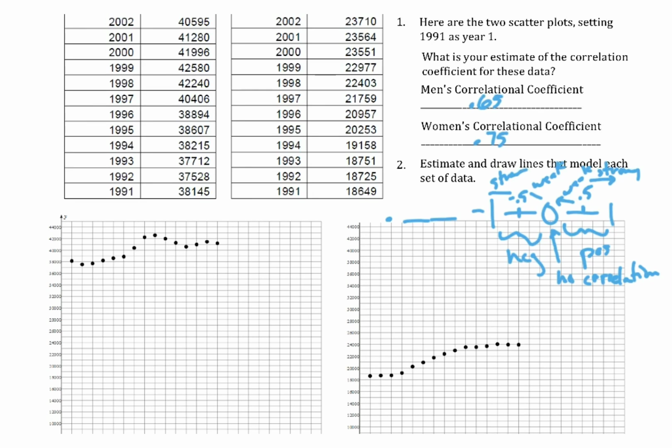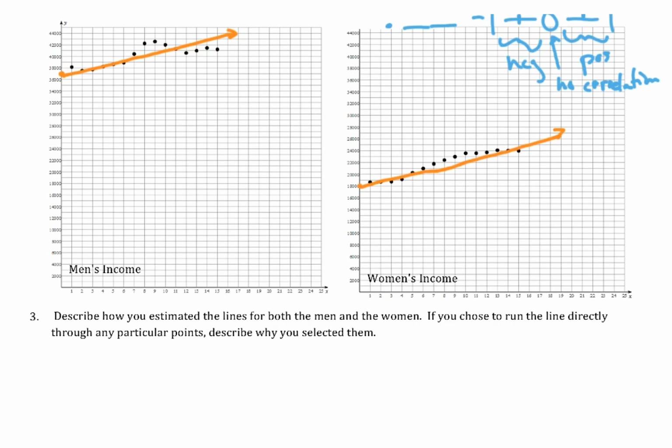We just take an estimate on these, and I'm going to start right here, and then just estimate. That line's probably a little too high. I'd actually like it to be more like that. That's for men. For women, I'm going to start right here and go like that. How did I estimate my lines? I tried to average the points, kind of get right in the middle.